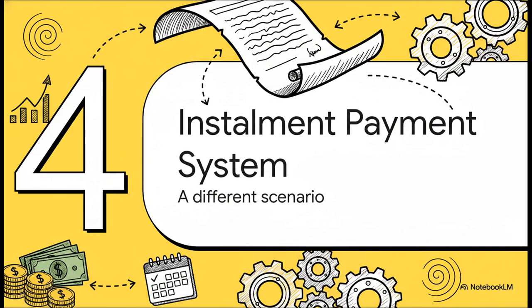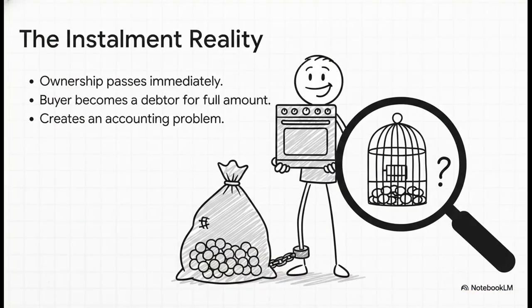Section 4. The installment payment system. This is where things get a bit more complex. But what if you signed a completely different contract?